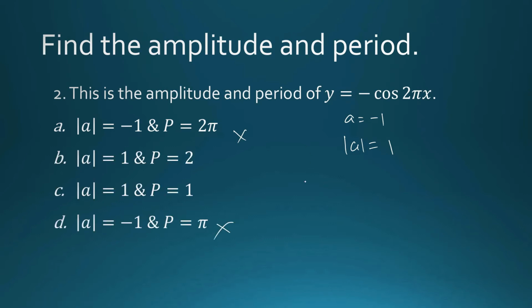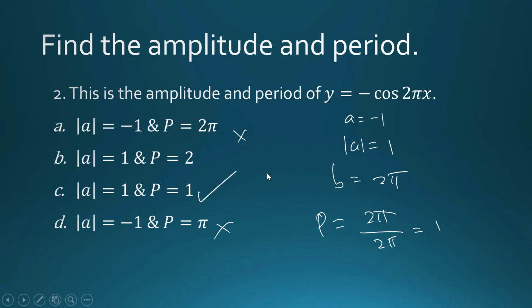So what is our period? So b is equal to 2 pi. So our period is equal to 2 pi divided by 2 pi. And it's equal to 1. The amplitude is 1 and the period is 1.